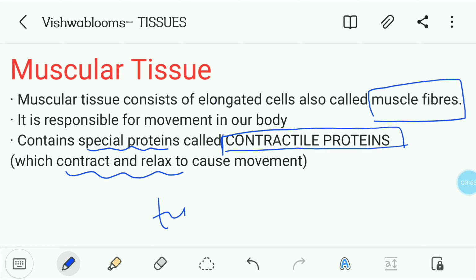And now we will get into the types of muscular tissue. There are many types, so we will learn them one by one.